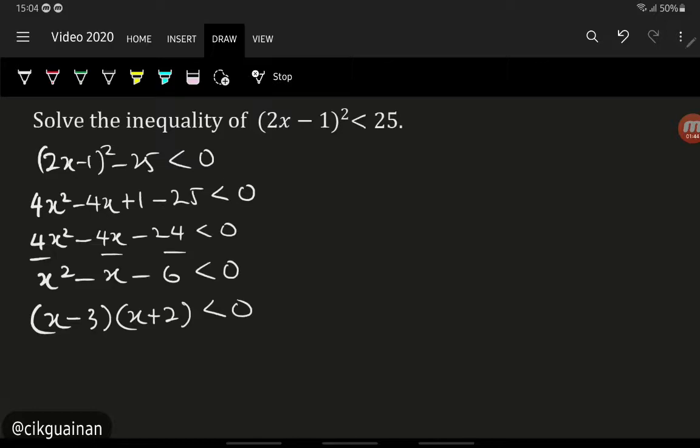Okay, so from here, we get the ZOF. So the ZOF for x minus 3 is 3. The ZOF for x plus 2 is minus 2. So from the ZOF, we can construct the table.